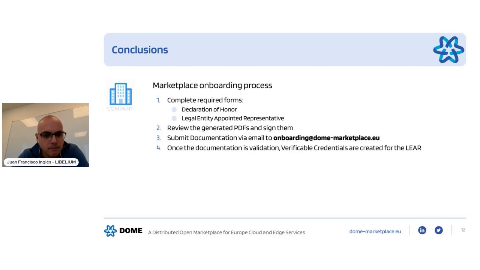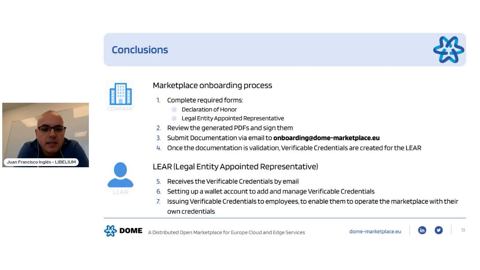Also, next, please. Also, we have seen how the leader of the company will receive the verifiable credentials via email. He will be able to set up his or her wallet account and add the new credentials into this wallet. Also, this wallet will allow him to manage the different credentials they might have available. And finally, if he needs to delegate some functions to employees, he will have an issuing portal available in which new verifiable credentials can be created for his employees.